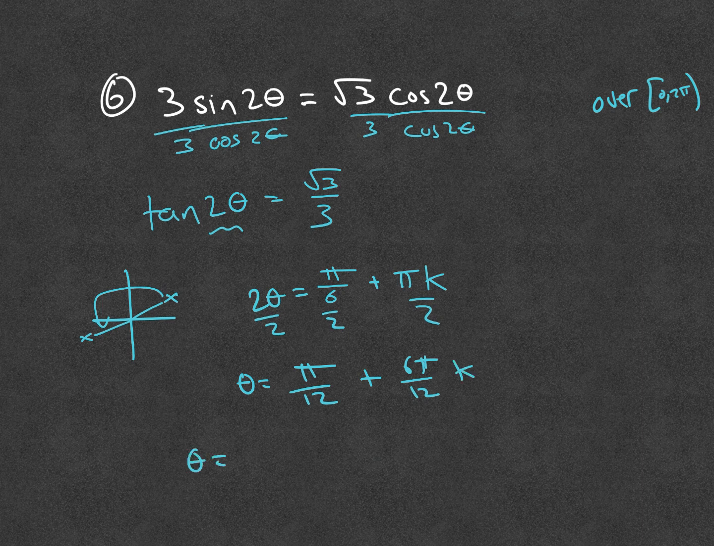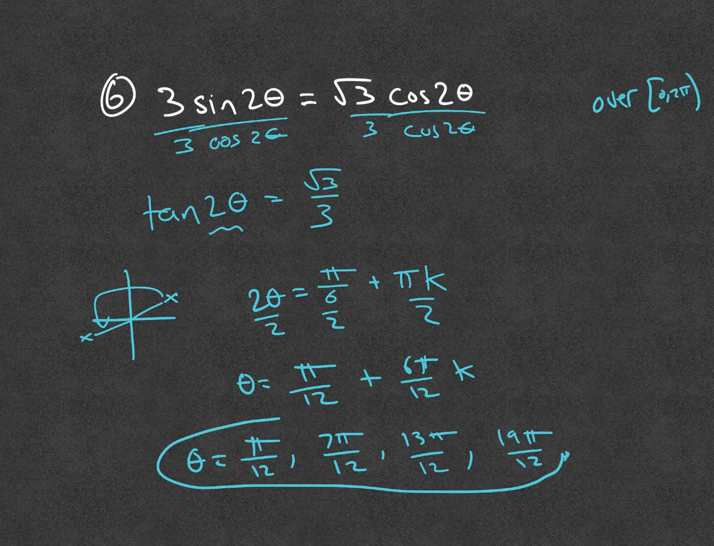And now I can list off as many answers as I can between 0 and 2 pi. So we'll say pi over 12, add 6, 7 pi over 12, add 6, 13 pi over 12, add 6, 19 pi over 12. Add 6 would give me 25 pi over 12. Too big. Gotta stop. There we go.